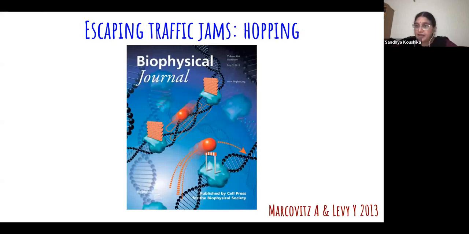There are other ways of escaping traffic jams, and these happen inside cells as well. So I showed you what happens inside neurons on those little cellular roads. But if you look at DNA, proteins are walking on it, and they also face traffic jams due to physical crowding. Many proteins, if they are walking on it, can dash into each other. What has been suggested by this particular study is that when they see this kind of hurdle, the protein can jump over or hop over that hurdle. Okay. And we can take some questions here, but I can show you the next video.